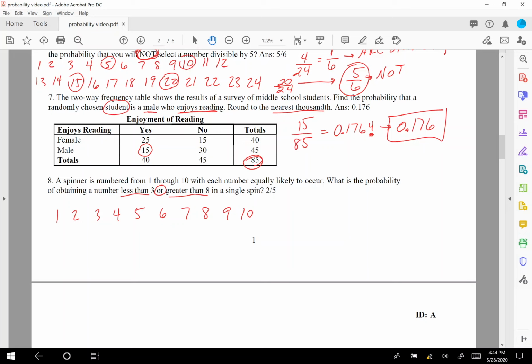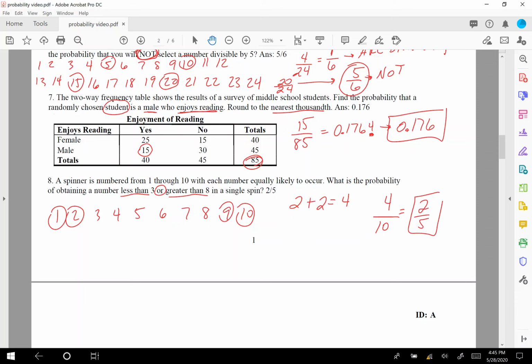So less than 3, well, how many numbers are less than 3? 1, 2. Or greater than 8, well, 9 and 10. So I have 2 numbers that fit the first condition and 2 numbers that fit the second condition. I have to add those together. 2 plus 2 is 4. So I have 4 desired outcomes out of how many outcomes? 1 through 10, there's 10. 4 tenths. But we can't leave it like that. We have to reduce it. You can divide both by 2, and you will get 2 fifths.